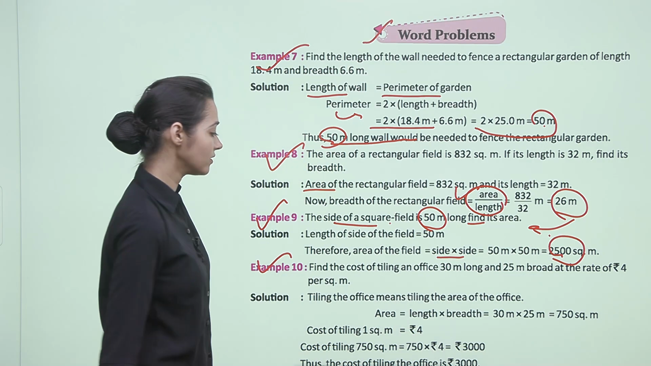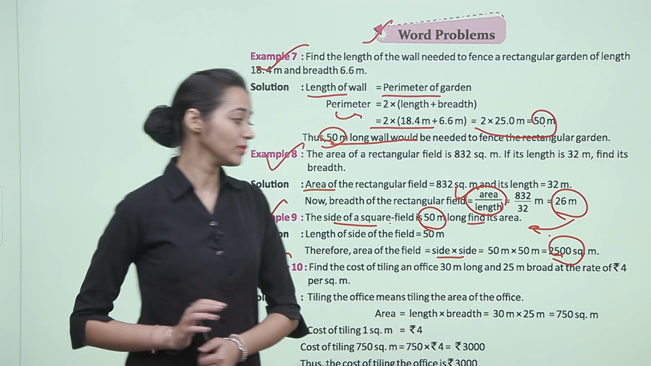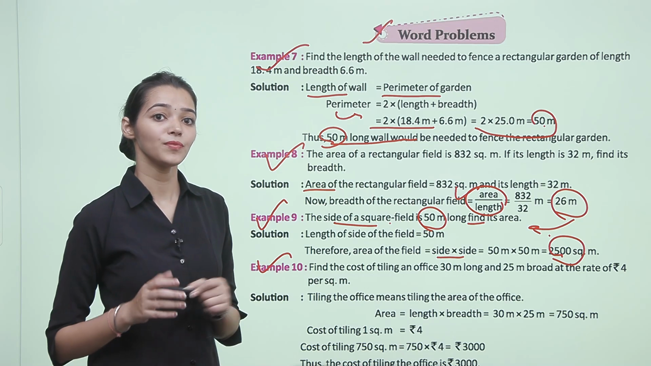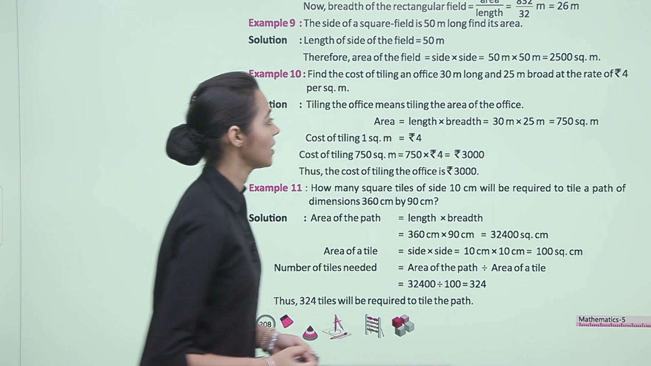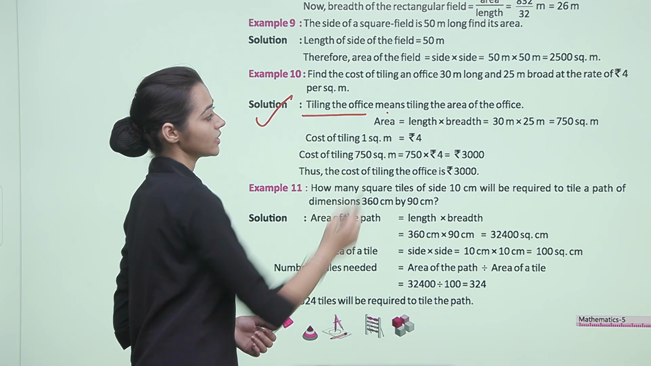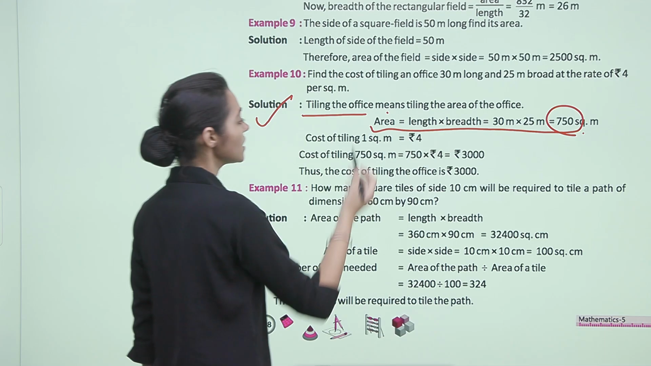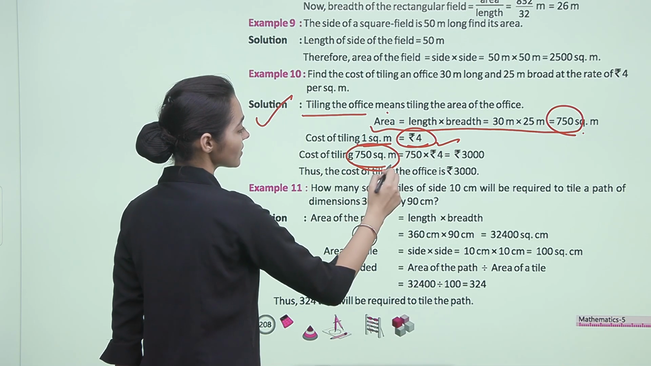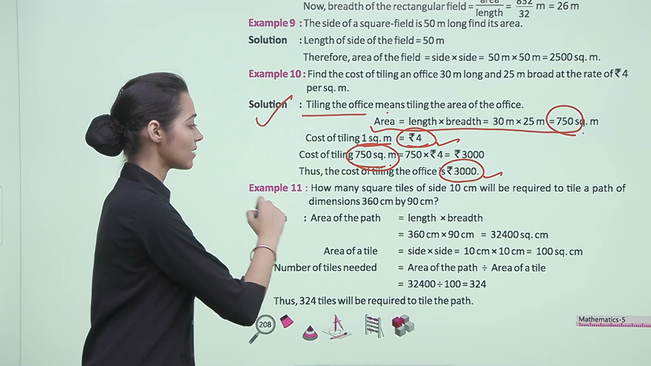Now in example number 10 we have to find the cost of tiling an office 30 meter long and 25 meter broad at a rate of 4 per square meter. Now for its solution we know that the tiling office's area is equal to length into breadth, that is 750 square meter, and we are given the cost of 1 square meter is 4 rupees, then the cost of 750 square meter is 3000 rupees.